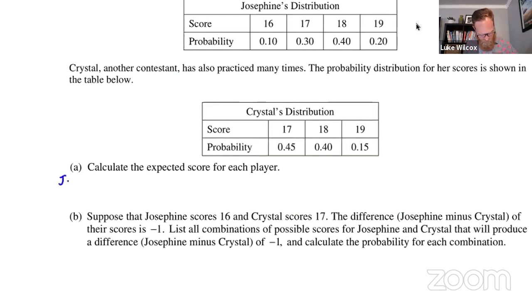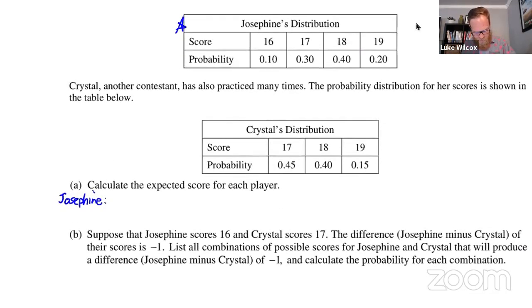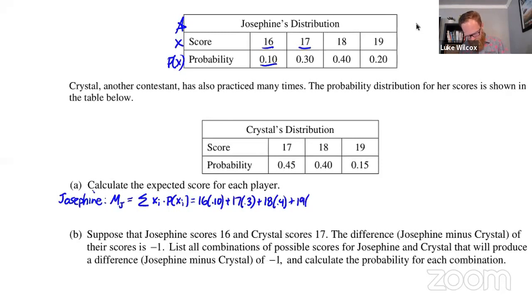Okay, well, I'm going to start by calculating the expected score for Josephine. What we have here, we have Josephine's distribution. We could think of this as being a random variable x, and then this as being the probability of each one of those values. And we know that we can calculate the mean, and I'm going to call it mean sub j, by just taking the sum of all of the x values and multiplying them by their respective probabilities. So in this case, we take each x value, like 16, and we multiply it by its probability, plus the second x value, 17, multiplied by its probability, and the third, and the fourth, and you type that into your calculator, and you're going to get an average value or an expected score of 17.7 for Josephine.